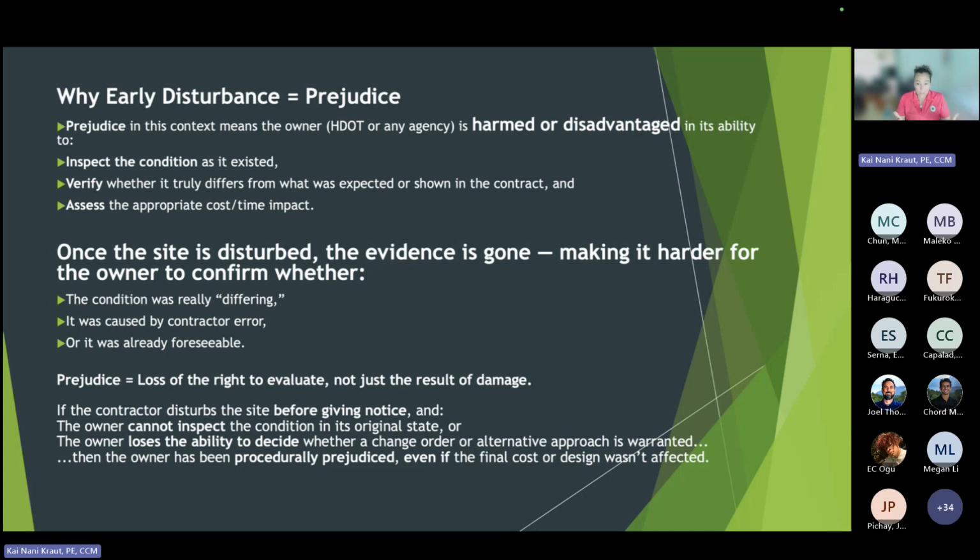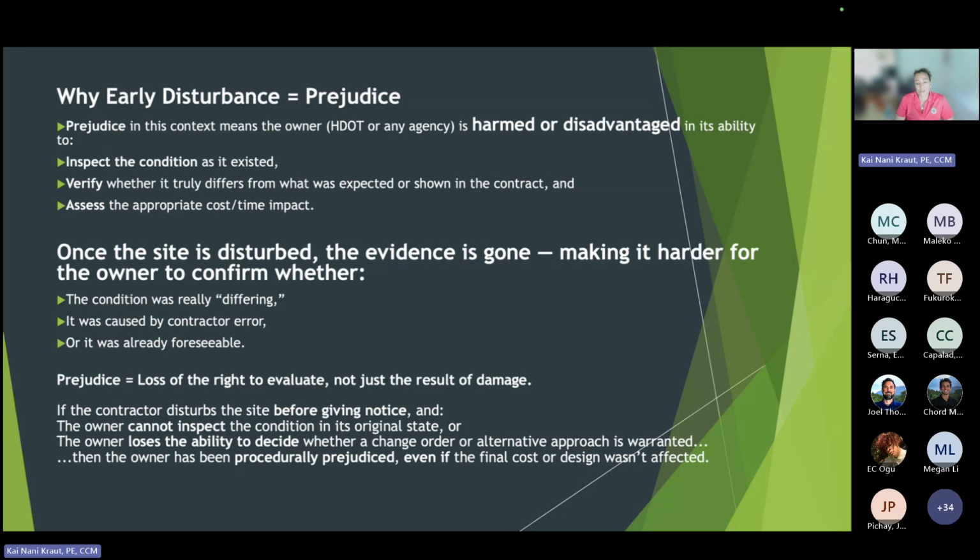Okay, so why is early disturbance prejudice? Prejudice in this context means the owner, DOT, or any agency is harmed or disadvantaged in its ability to inspect the condition as it exists, verify whether it truly differs from what was expected or shown in the contract, and assess the appropriate cost and time impact. So all of these criteria exist, especially in differing site conditions. So we have to evaluate and make sure all of the things exist.